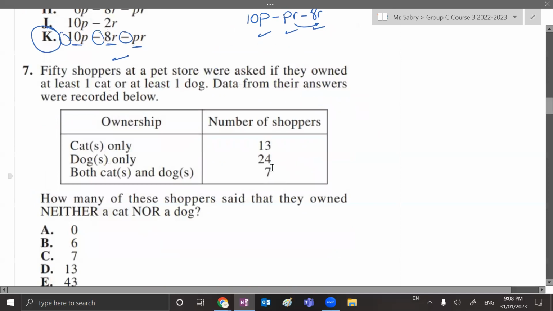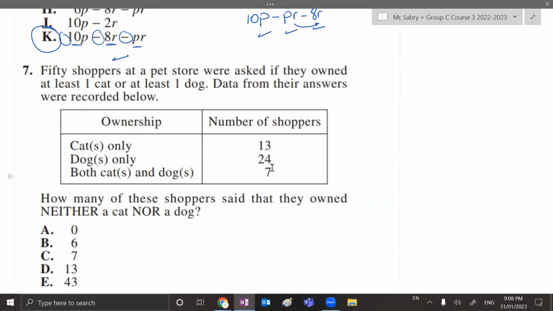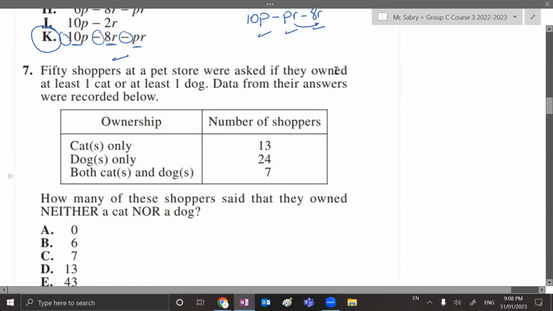Now moving on to number 7. It says 50 shoppers at a pet store were asked if they owned at least one cat and or at least one dog. Data from their answers were recorded below. How many of these shoppers said that they owned neither a cat nor a dog? You're told here the number of people who actually say I only have a cat, I only have a dog, or I have a cat and a dog.